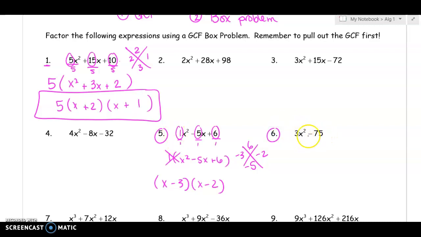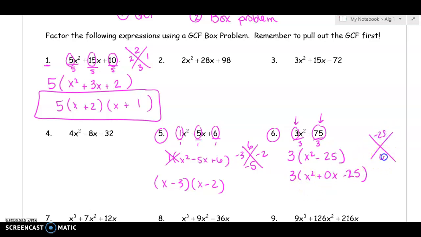All right, if you look at both terms, they do not both have an x. But let's look at 3 and 75. They can both be divided by 3. So 3 is my GCF. I'm going to divide each of those terms by 3. So when I do that, I get x squared. 75 divided by 3 is 25. And now x squared minus 25, remember what we did before? You can put a 0x in there. And now we can do our box problem. It's got to multiply to be negative 25 and add to be 0.